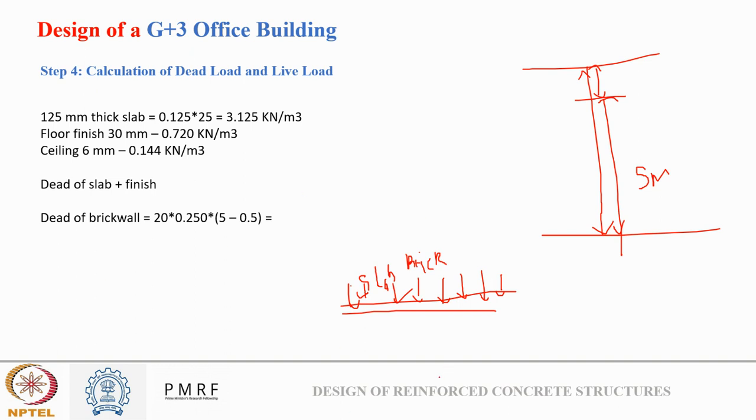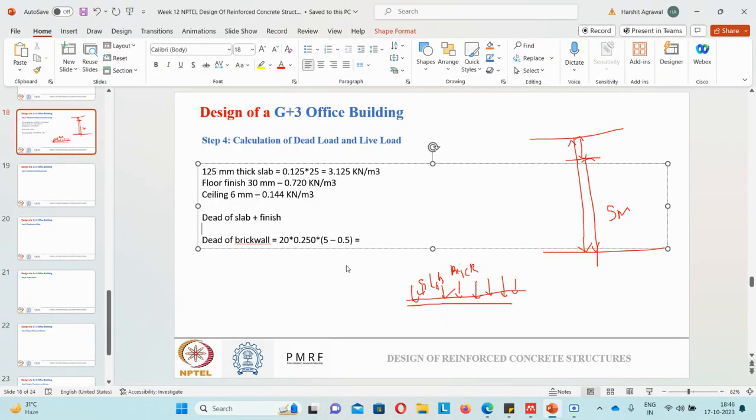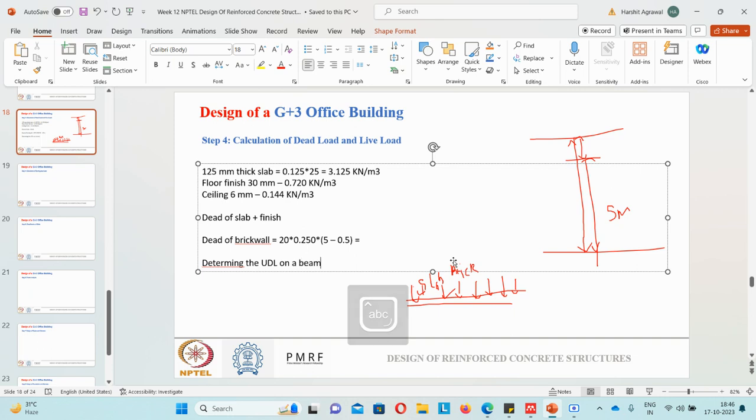The same calculation you can do for all the elements, all the beams. If my thickness of wall is changing from internal to external, then the load acting on an external beam will be different, and for an internal beam the load acting will be different. In this way, once we know all the dead load calculations, we can go on to determine the UDL on a beam. And once this is done, we can determine the total load acting on a floor.